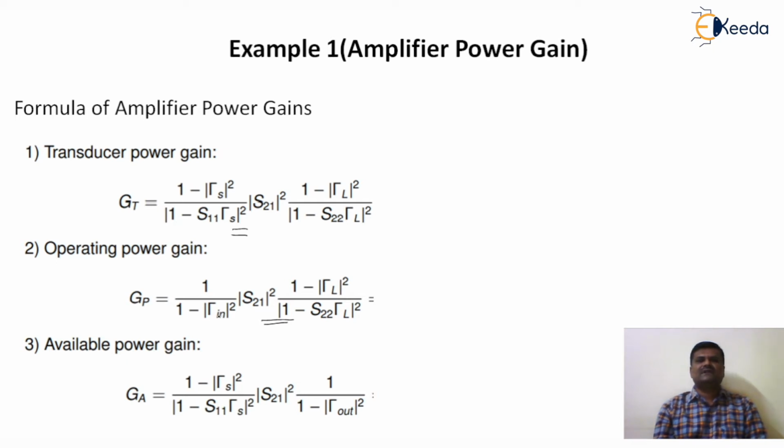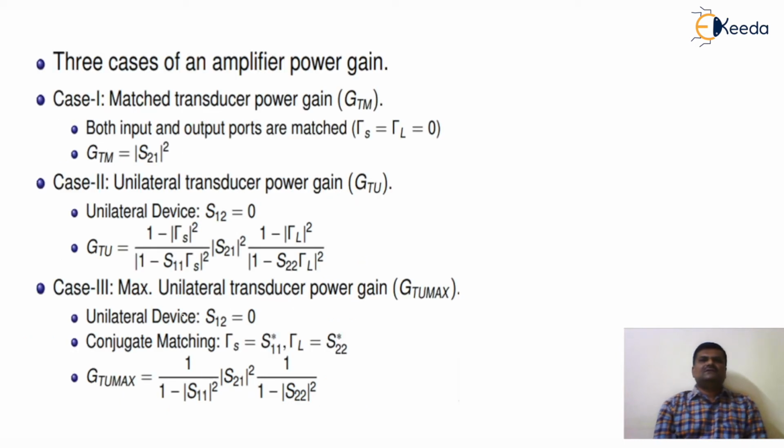Now for available power gain, keep the first two terms the same and replace the last term by 1 divided by 1 minus mod gamma output square. If you know the transducer power gain formula, then you can easily write the operating power gain and available power gain formulas. You will see three cases of an amplifier power gain. So case 1, matched transducer power gain.